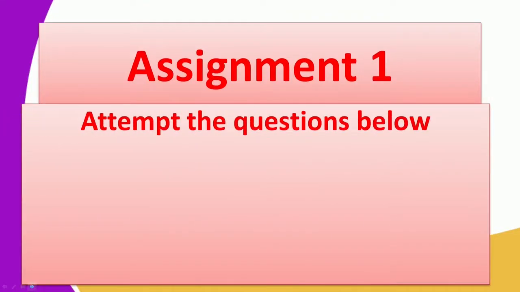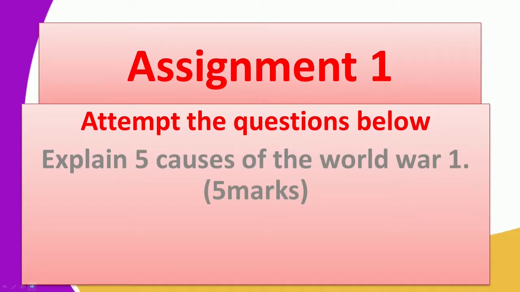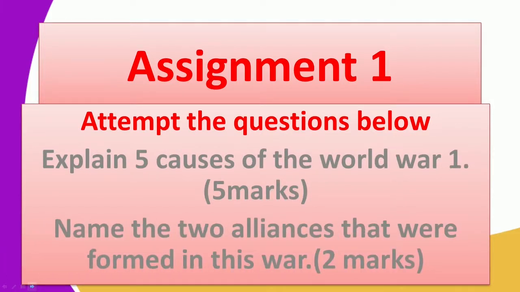Having discussed World War I and the causes of World War I, we want to finalize the lesson by giving you a simple question, an assignment that you will go and try at home, and in the next lesson we shall discuss them in detail before we start the lesson. So attempt this question. Number 1, explain 5 causes of World War I. This is 5 marks. You tell us these causes. Number 2, name 2 alliances that were formed in this war. That is 2 marks. In the next lesson, we shall discuss them.